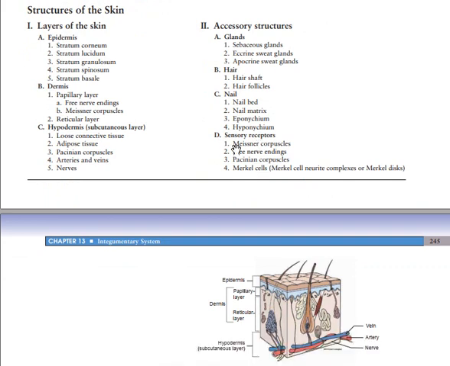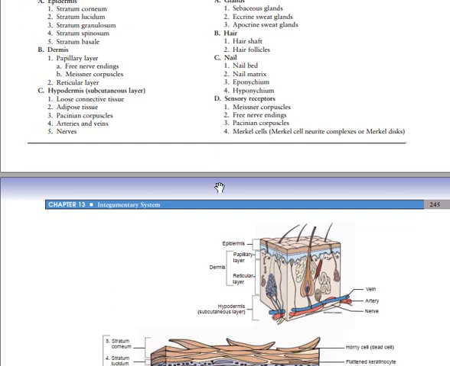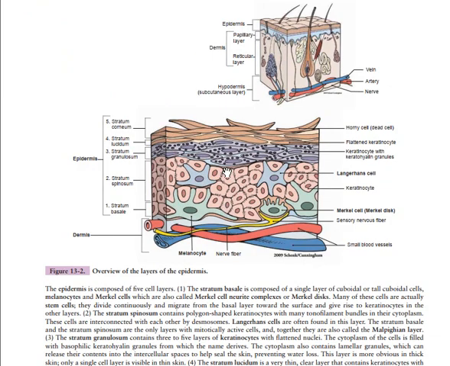So you have the sensory receptors. The sensory receptors are the Meissner corpuscle, free nerve ending, Pacinian corpuscle, and the Merkel cells. The Merkel cells complex, or Merkel discs. So this is just the layer of the skin.